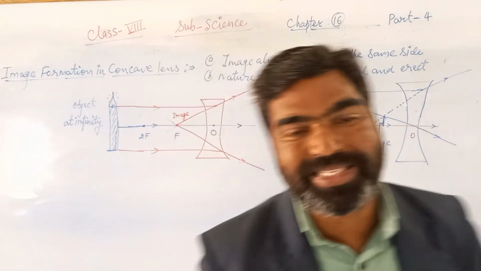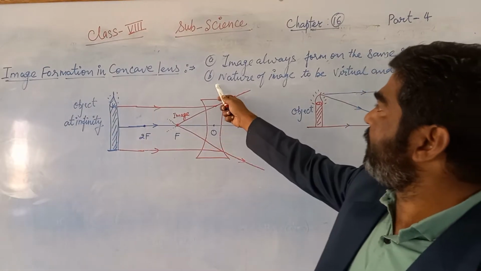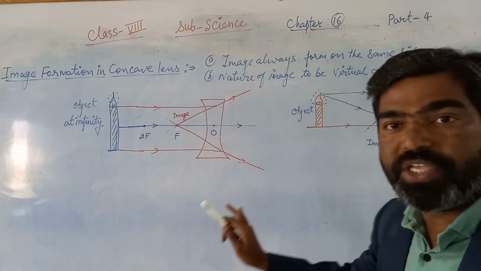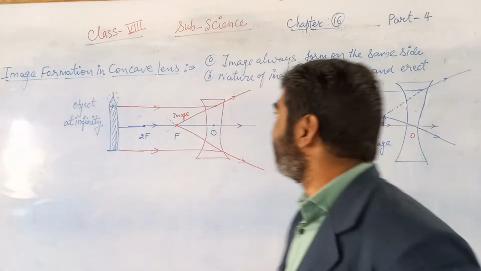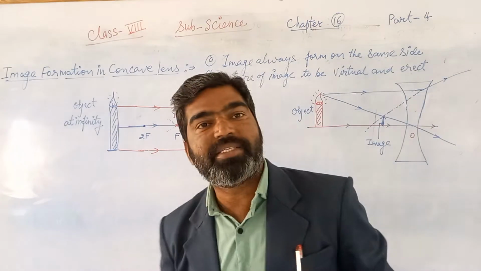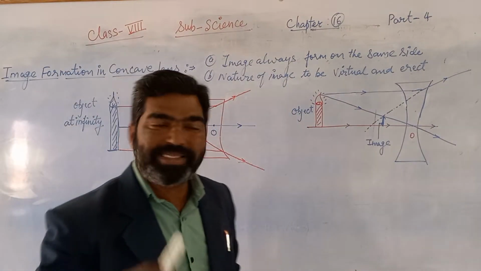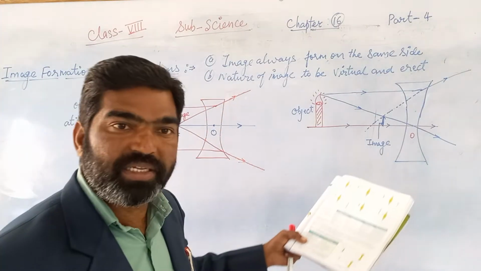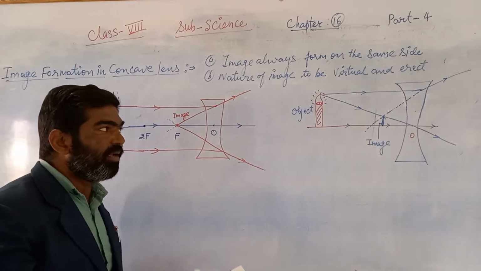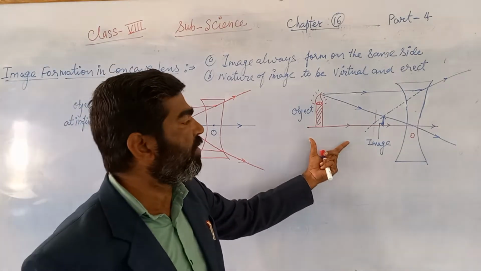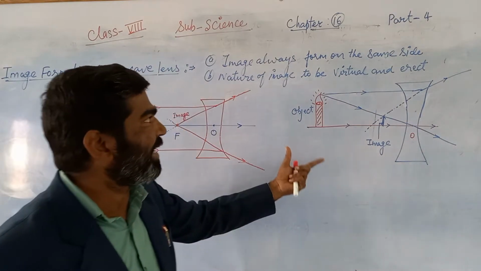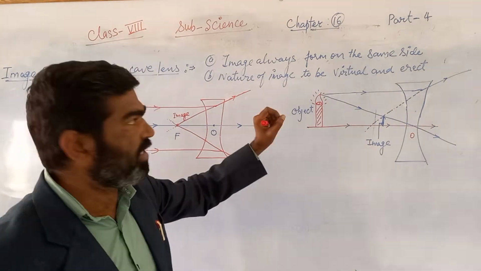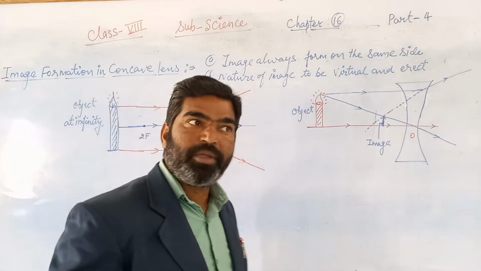So these are the basic characteristics of image formation by the concave lens. First, the image always forms on the same side of the object, and second, the nature of the image is always virtual and erect. By these two diagrams we can make clear that the image is always formed on the same side of the object, and it is virtual and erect. These are the basic properties of the image formed by the concave lens.